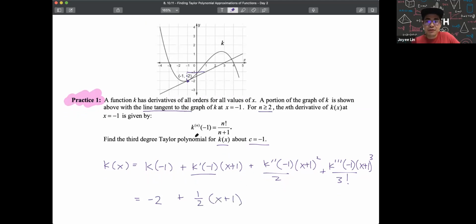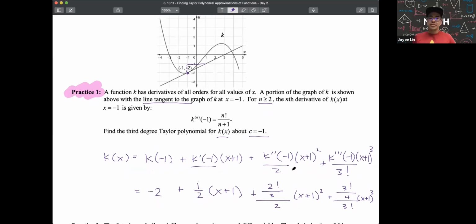And then from there, if we're using this derivative notation, we're just going to plug in various values for n. So k double prime means we're going to plug in 2 here, so we can just literally plug in 2 factorial over 3 over 2, times (x plus 1) squared. And then same thing for the third derivative: 3 factorial over 4, all of which over 3 factorial, times (x plus 1) cubed. And then you can choose to simplify if you'd want to or not. Cool. So either a table or with a graph.